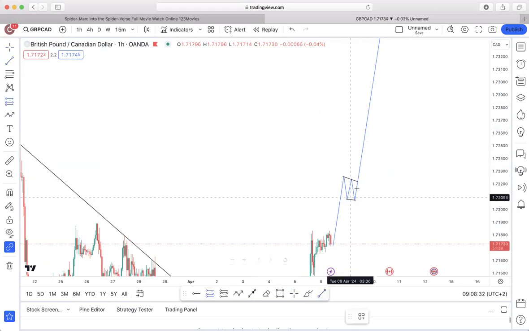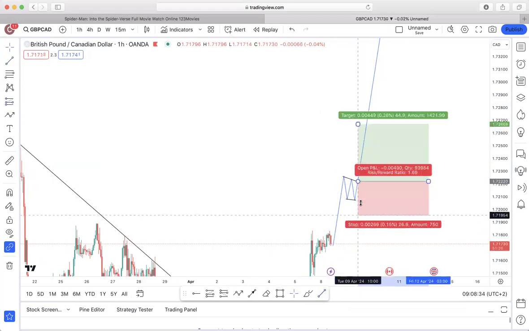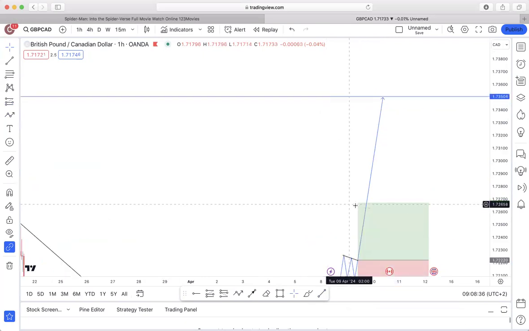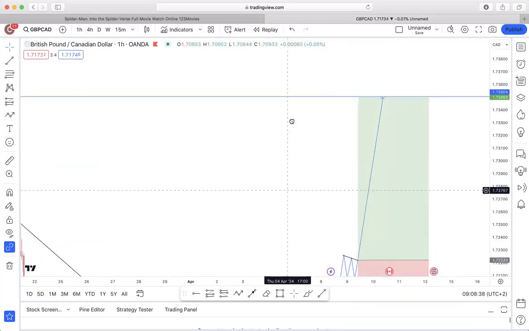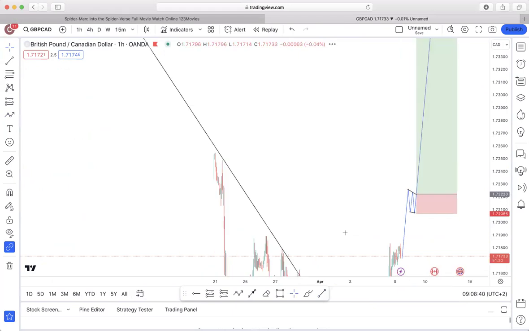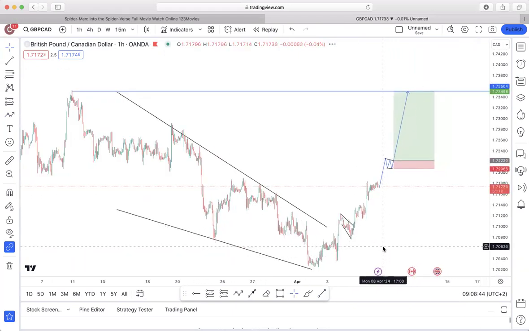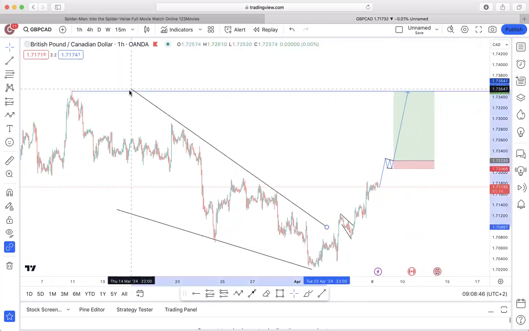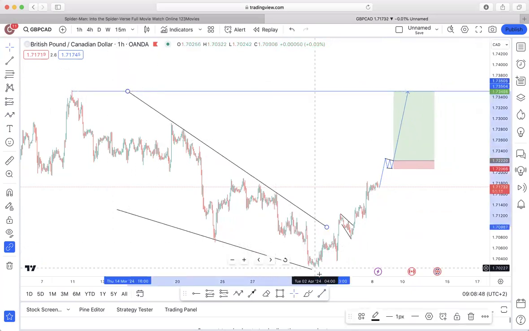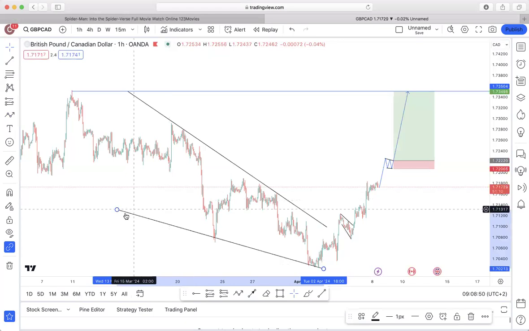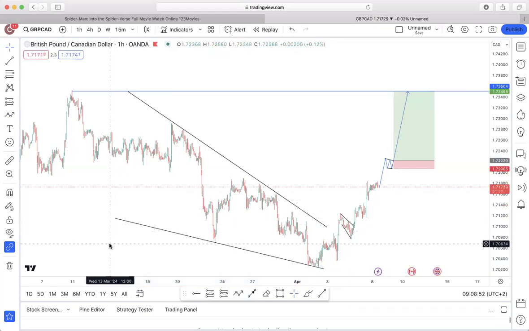Like so: entry on the breakout of the structure, stop loss just below it, and our take profit all the way to the upside. So this is the type of entry that I'm looking for on this pair. And yeah, guys, this is how my watch list is looking for this week, mainly focused on these 3 pairs.